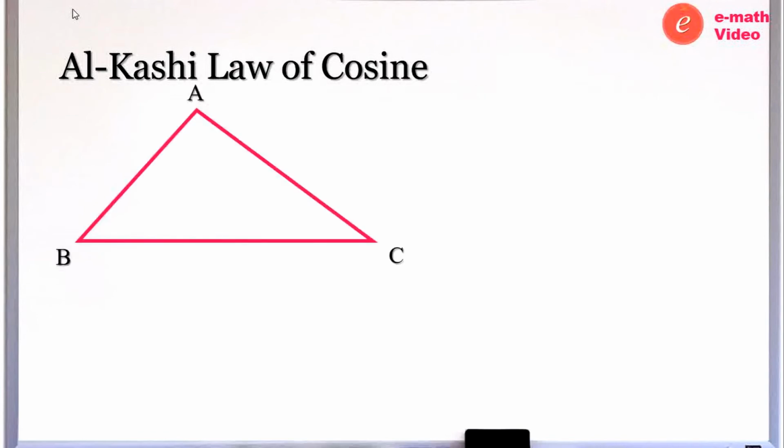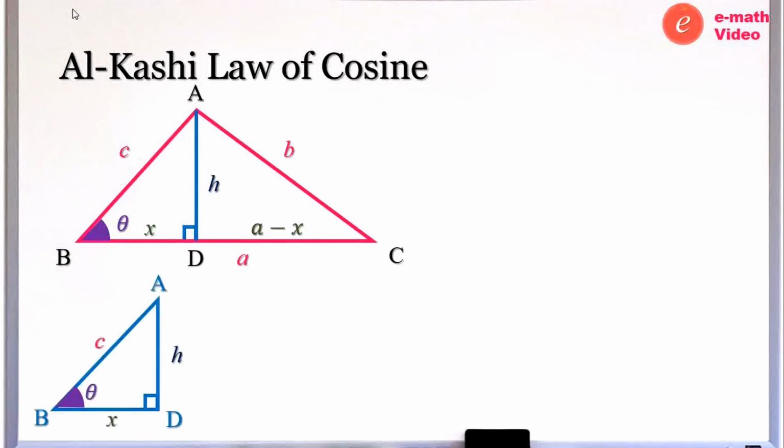Consider a random triangle ABC. Label the length of triangles like how we always do. Draw a line perpendicular to BC from A to get the height of the triangle. Label this point as D, this angle as theta, lastly BD as x, so that DC will be a minus x. For triangle ABD, by Pythagorean theorem, c squared equals to x squared plus h squared. Rearrange it. h squared equals to c squared minus x squared. We call this our blue equation.